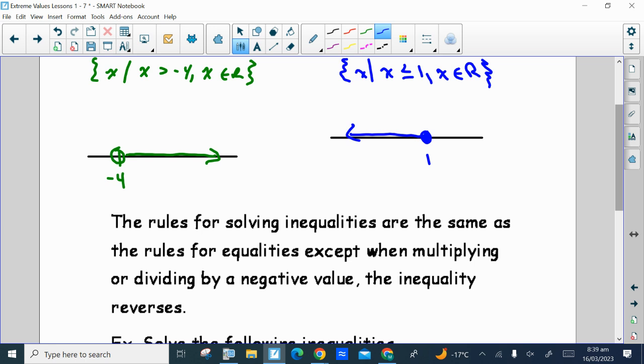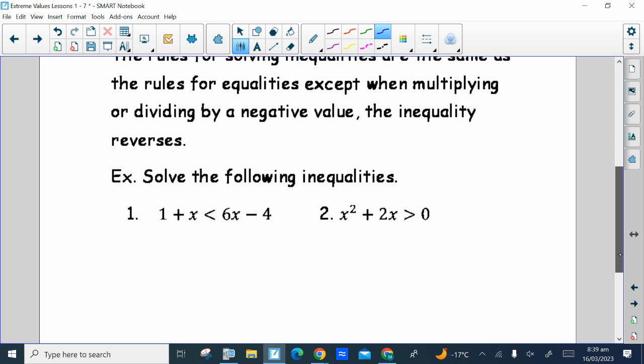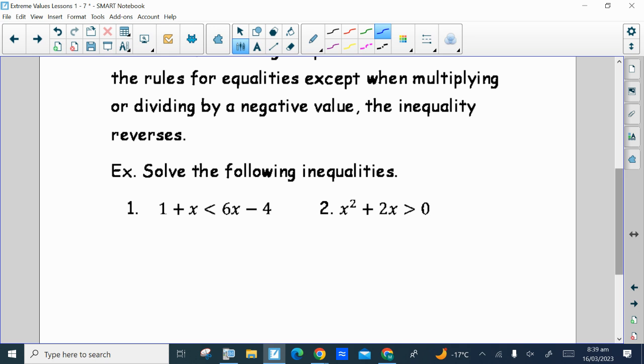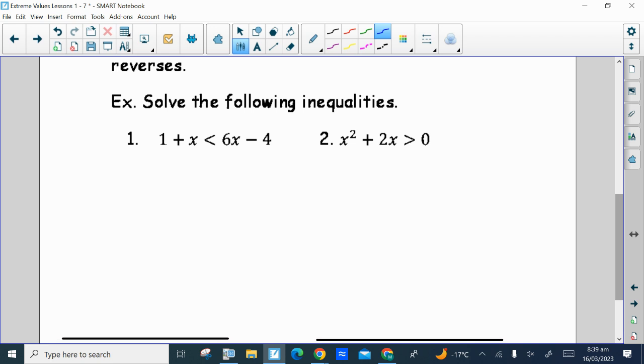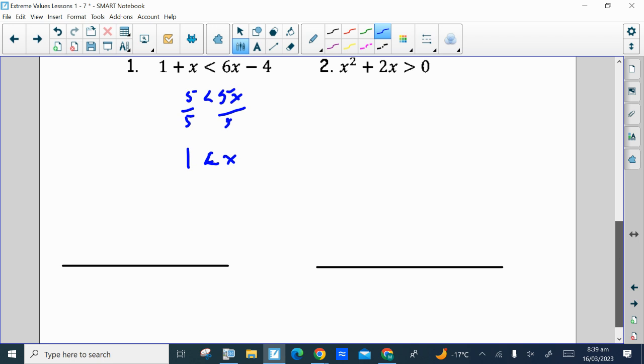Remember, the rules for solving inequalities are the same as the rules for equalities, except if you multiply or divide by a negative value, the inequality reverses. So we want to solve each of these and graph the solutions on a number line. So for number 1, I would subtract the x from both sides, and I would add 4 to both sides. And then when you divide both sides by a positive 5, the inequality is not reversed. And you always read from the x. So this says that x is greater than 1.